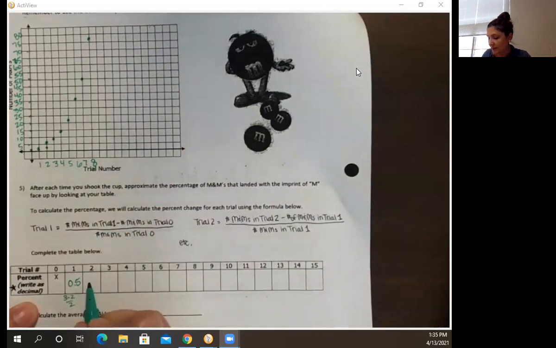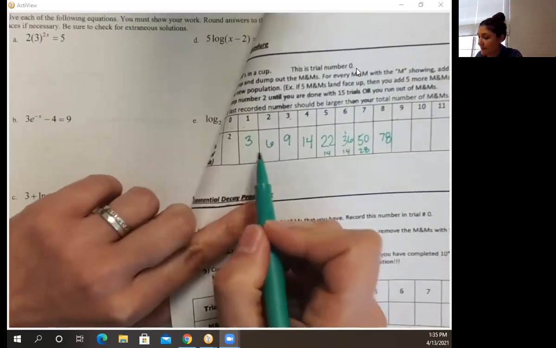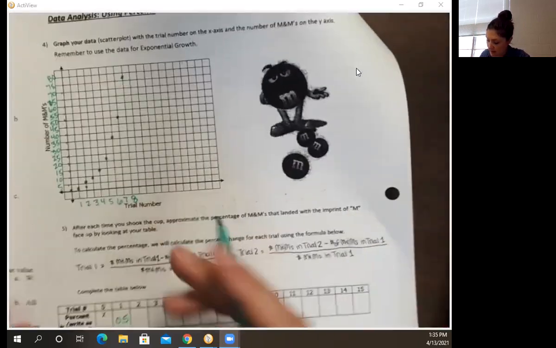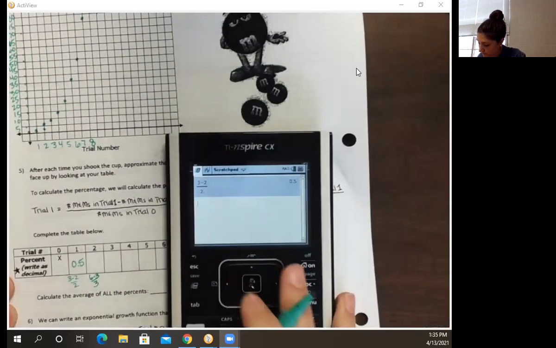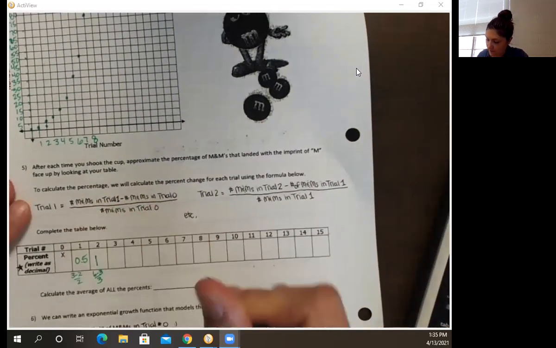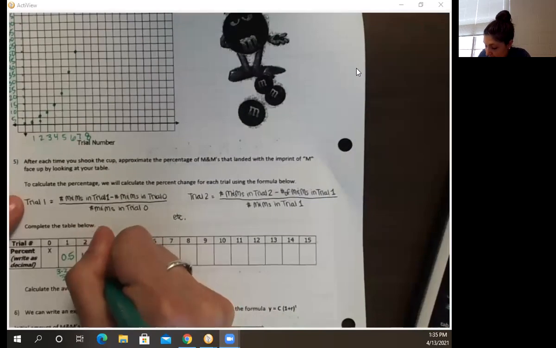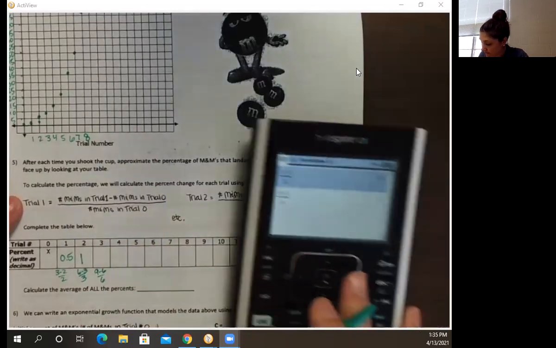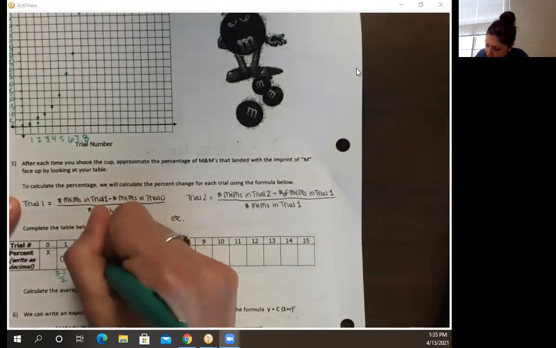And then for my next box, I'm going to do the same thing, but moving forward. So this would be 6 minus 3 divided by 3. And I get 1. And then 9 minus 6 divided by 6, and I get 0.5.